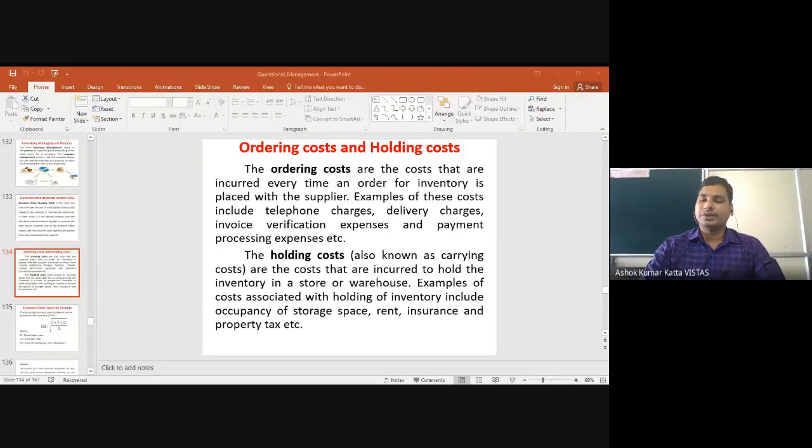Now, when you follow this concept of economic order quantity, you must understand two important points, which are called ordering cost and, second, holding cost. What is this ordering cost? What is this holding cost? Why should we consider these two costs under inventory management?